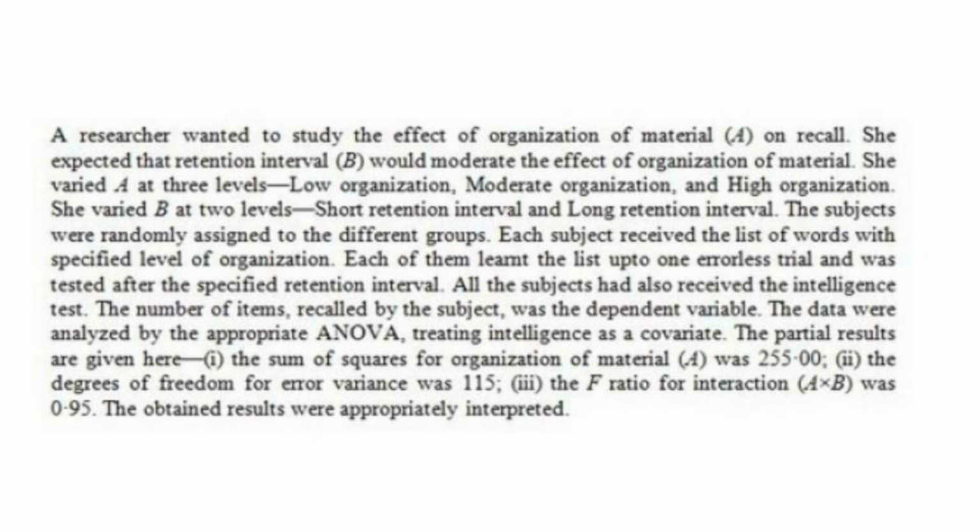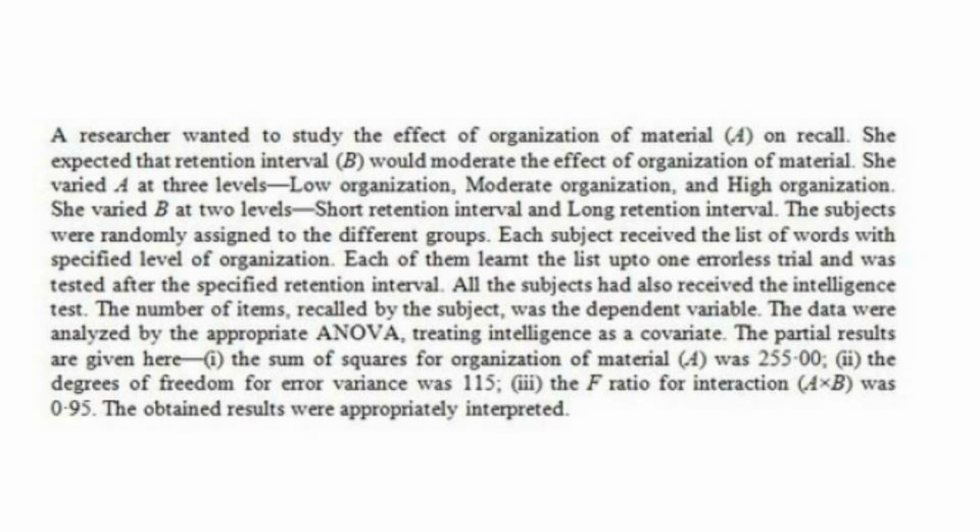We varied A, that is independent variable, at three levels: low organization, moderate organization, and high organization. She varied B at two levels: short retention interval and long retention interval. That means variable A has three levels, variable B has two levels. The subjects were randomly assigned to different groups. Each subject received a list of words with a specified level of organization. Each of them learned a list up to one errorless trial and was tested after a specified retention interval.